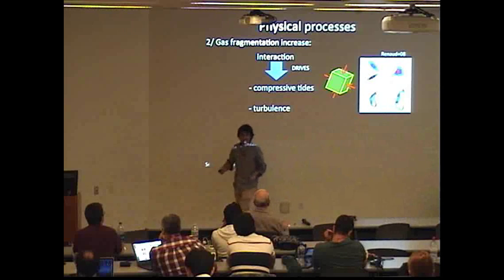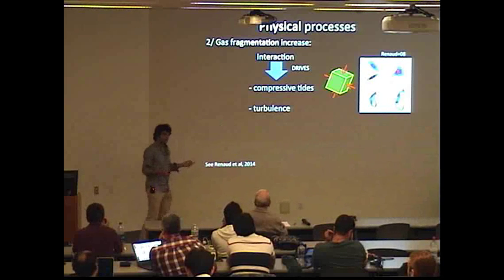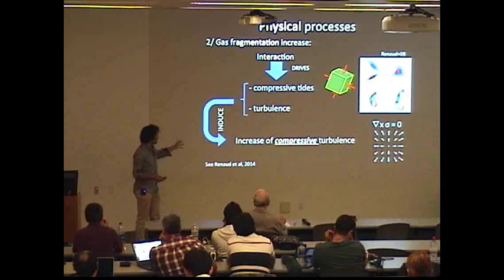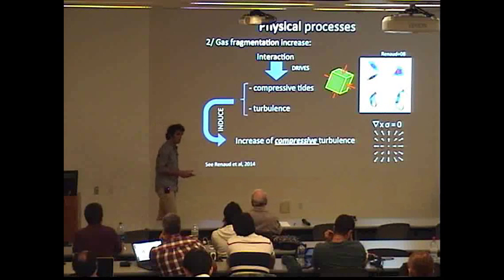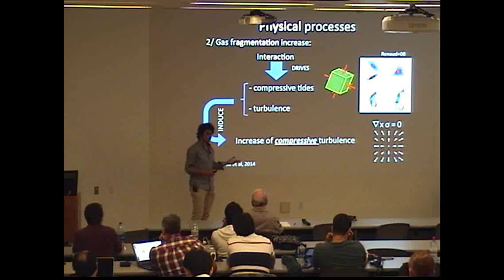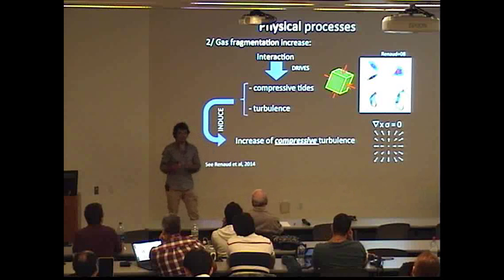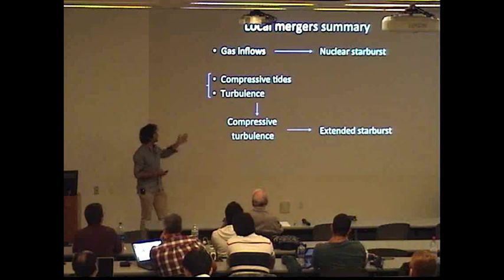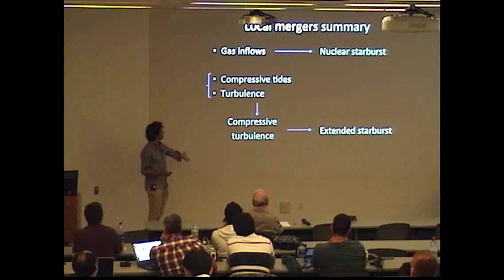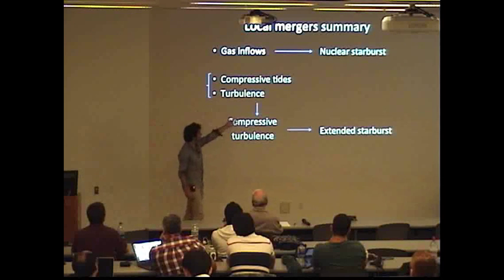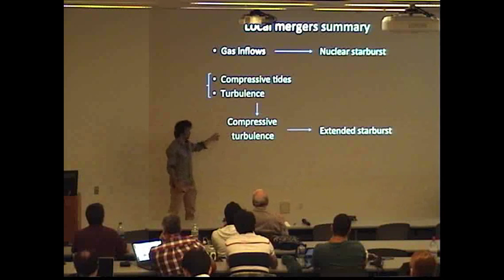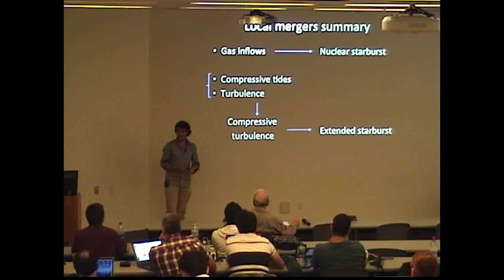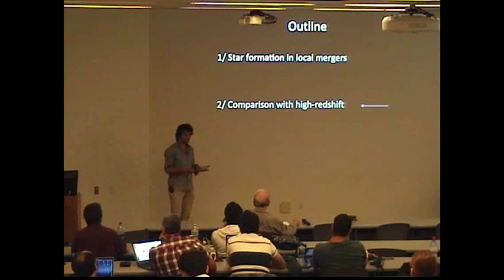And then obviously, you also increase the turbulence. The two are going to induce an increase of compressive turbulence, which is the part of the turbulence which is rotational free, that will tend to compress the gas and form new stars. All right, so that's a summary of what's happening in local mergers. You have gas inflow that creates a nuclear starburst, and you have compressive tides and turbulence, which will create an extended starburst. So now let's move to what's happening at high redshift.